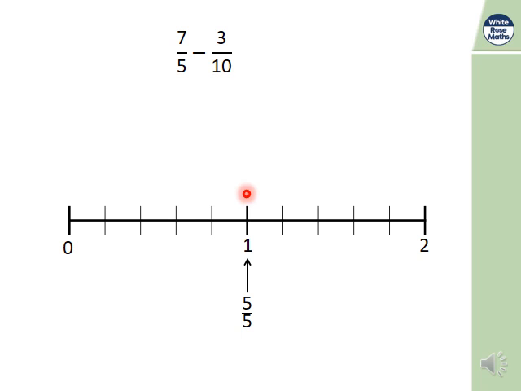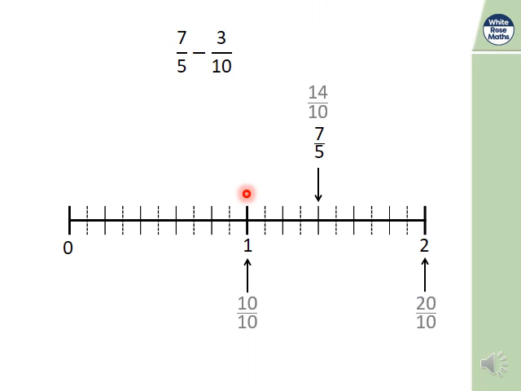Here we have our 5/5, so our 2 wholes must be 10/5. So 7/5 would fit there on that marker on that number line. We can then turn our number line from fifths into tenths, and we can convert our fraction. So now we've got 10 tenths is 1 whole, 20 tenths is 2 wholes, and we've converted 7/5 again by timesing by 2 to 14 tenths.